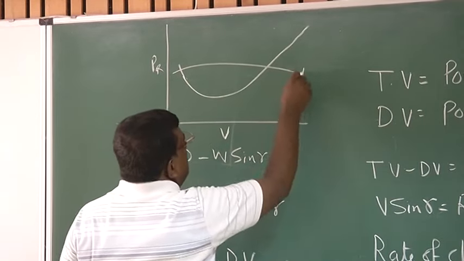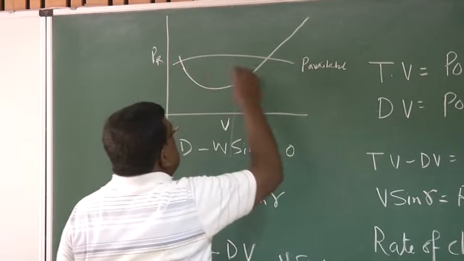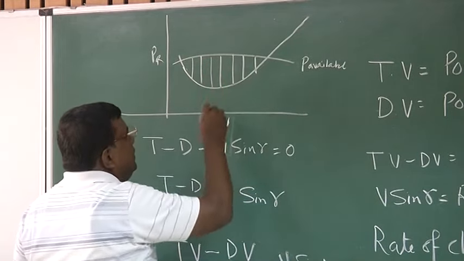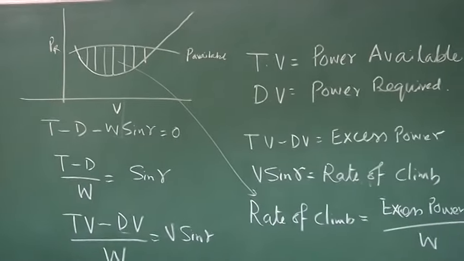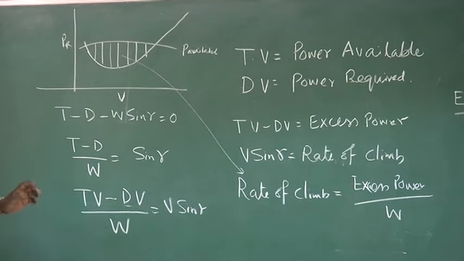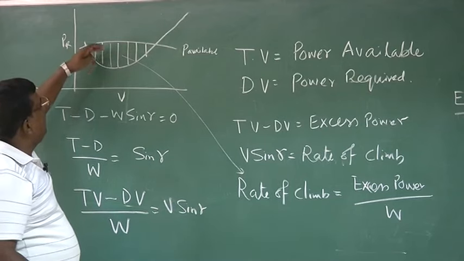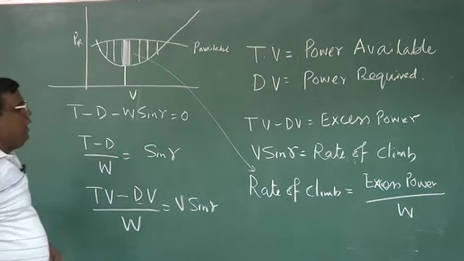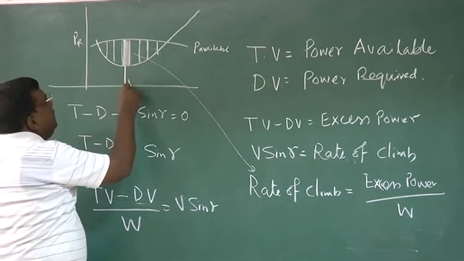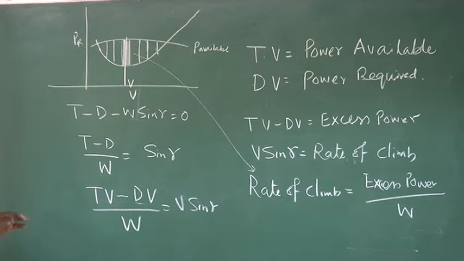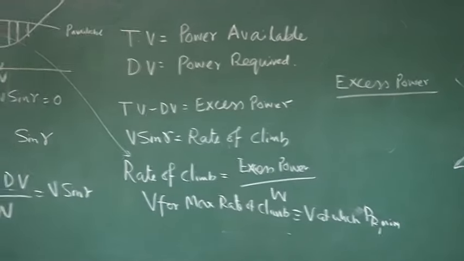Now, if you go back and recapitulate the diagram, this was power required versus speed, and let's say this was the power available. Then this gap is the excess power, and this excess power is linked to rate of climb. So understanding this diagram, can you answer a question? At what speed should I fly to get maximum rate of climb? You can see here, the excess power goes on increasing and comes to a maximum value here, and then again goes on decreasing. And we know rate of climb is linked to excess power. So I know that the V where the excess power is maximum is the speed I should fly to get maximum rate of climb. So could you understand the linking of excess power to rate of climb?